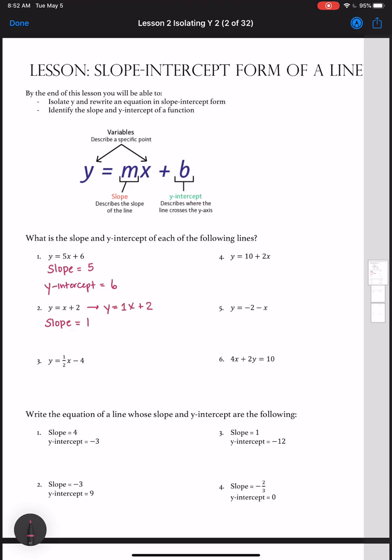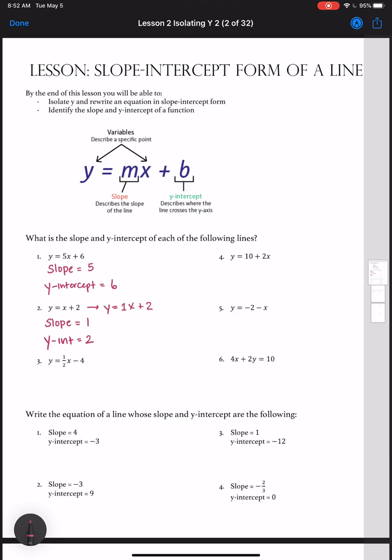The slope is never a variable. The slope is never x. A slope is a number. It describes how the function changes. So x doesn't describe how a function changes. The number does. And then your y-intercept is 2.